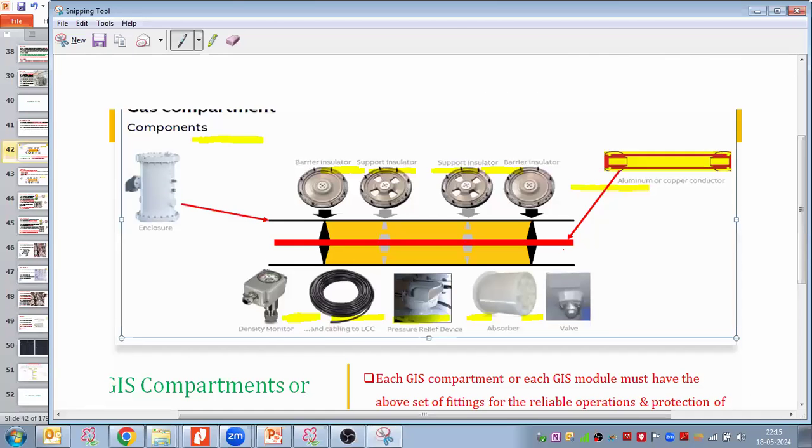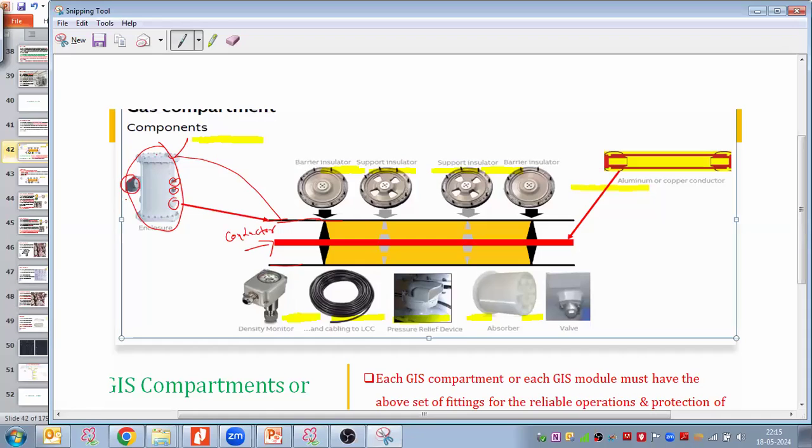Yeah, so this is the enclosure. Here we have this enclosure. Now we are putting it like this. Okay, so here we have the enclosure. Inside the enclosure, the conductor will go. So here we have the conductor, the bus bar.